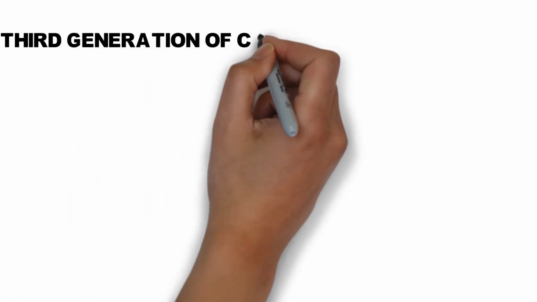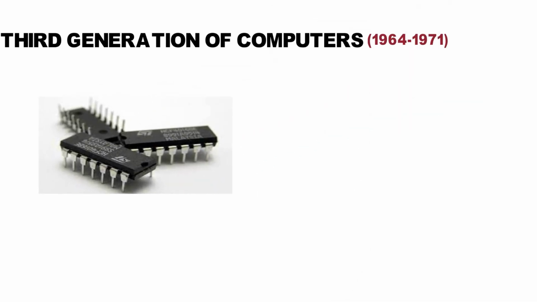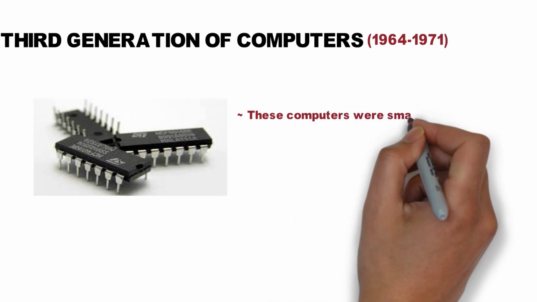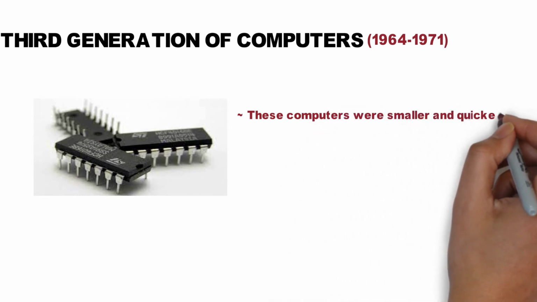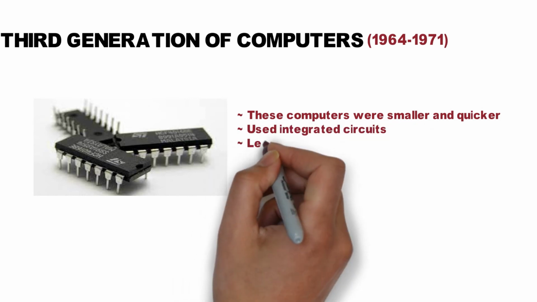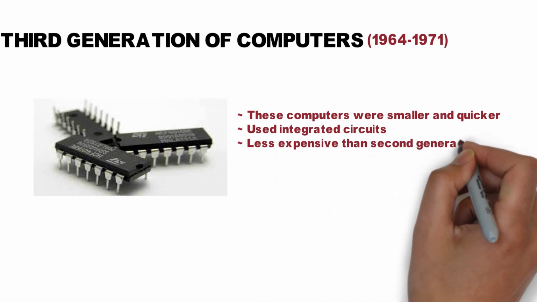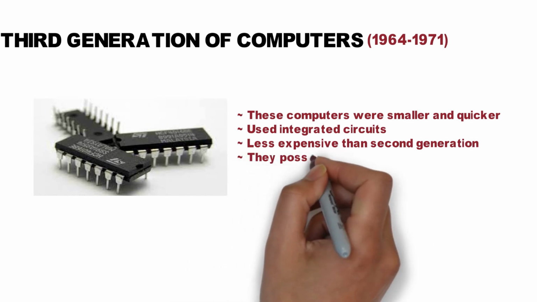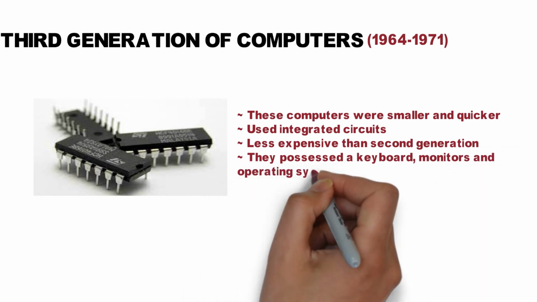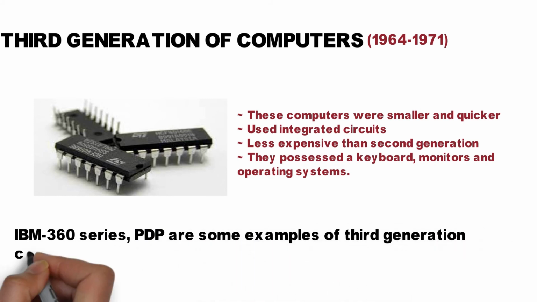Between 1964 and 1971, integrated circuits replaced transistors in the third generation of computers. This resulted in computers that were smaller, quicker, and less expensive than previous models. They possessed a keyboard, monitors, and even an operating system that allowed them to execute many programs at the same time, because they were smaller and less expensive. IBM 360 series, PDP are some examples of the third generation computing devices.